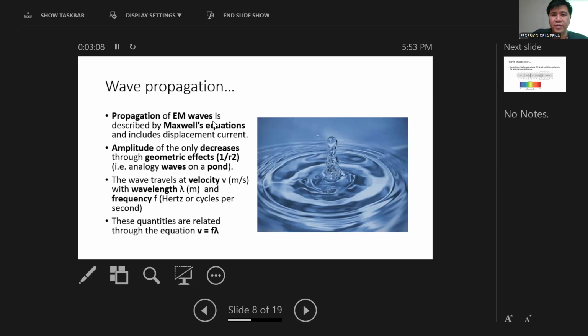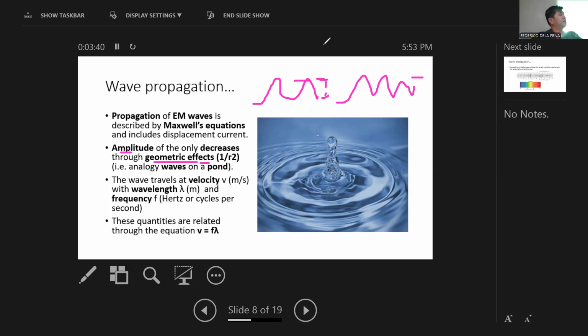Now, the propagation of EM waves is described by Maxwell's equations. And I think one important concept here is the geometric effect, the effect of wave propagation on the amplitude. If this is your wave, this is your amplitude, the height of the wave. That's your amplitude.